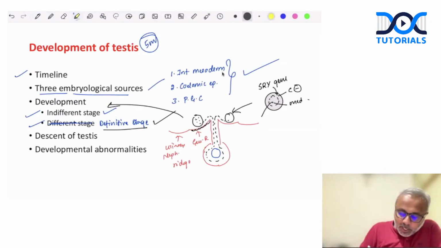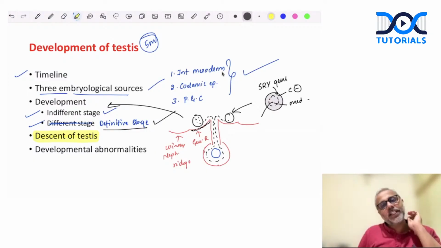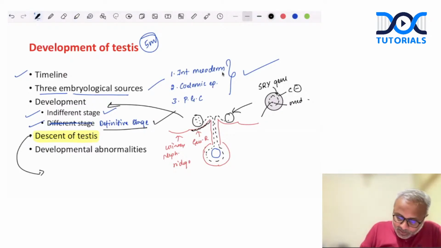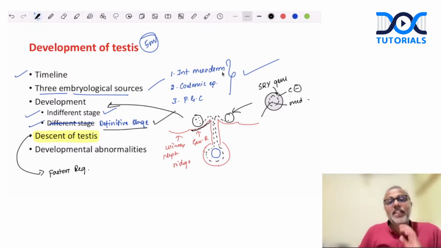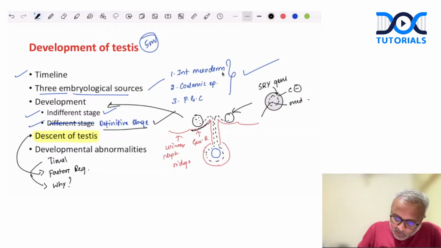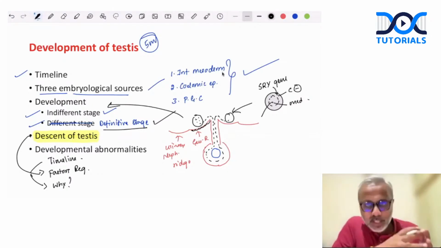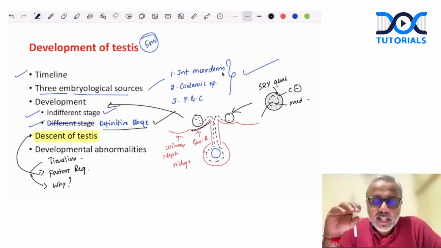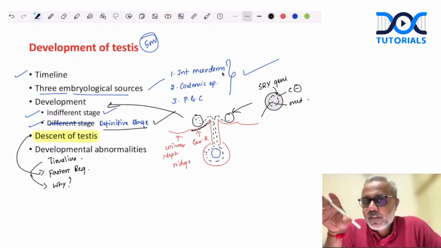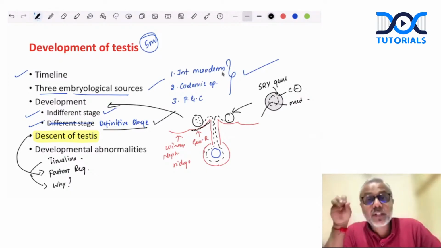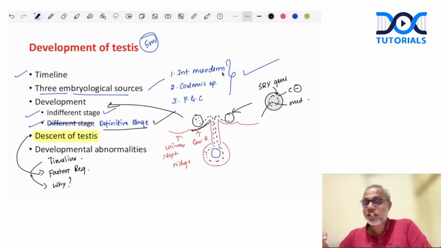Then one more important topic that we need to discuss in development of the testis is how exactly the testis descends. In descent of the testis, what is important is, first, what are the factors that regulate the descent? Then, why does the testis descend? And then, what is the timeline of descent? When does it reach the deep inguinal ring? When does it reach the inguinal canal? When does it reach the superficial inguinal ring? When does it reach the scrotum? This is what we need to mention in descent of the testis.